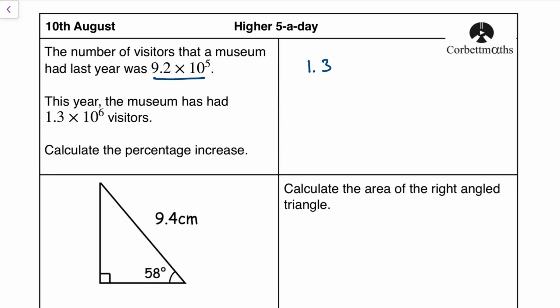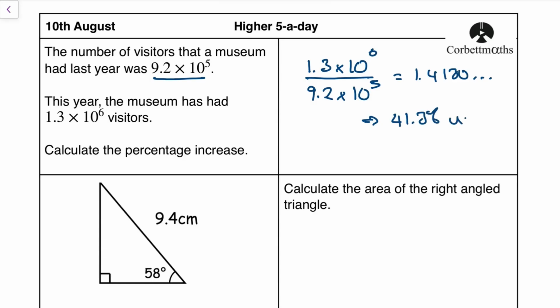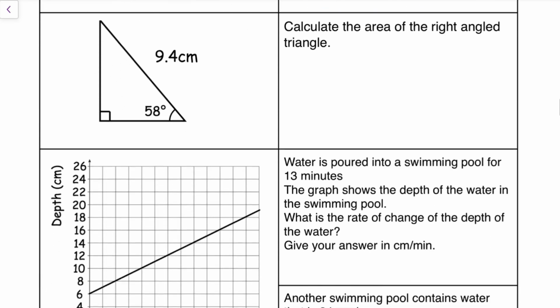So it wants me to do 1.3 times 10 to the 6 divided by 9.2 times 10 to the 5. So this really is just a test that you know how to put these numbers in your calculator. So I'm going to do this in my calculator. So 1.3e6 divided by 9.2e5. And that tells me 65 over 46, which is 1.4130. I'll write that down. So 1.4130. That is a multiplier. So that implies a 41.3% increase. Question done. Next question.